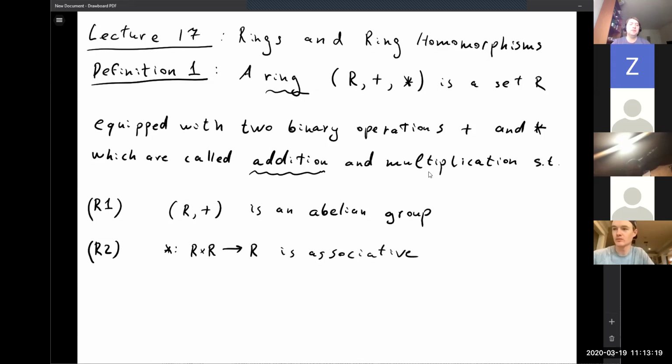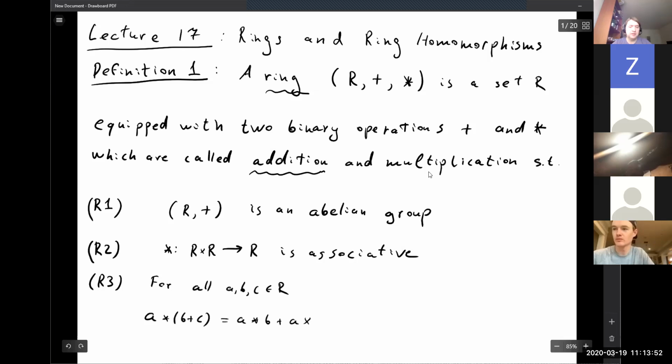And finally, the last property tells us about how these two binary operations interact with each other. So the property R3 says that for all A, B, C in R, the following two conditions hold. So first, if we take A and multiply it by B plus C, that's the same as A multiplied by B plus A multiplied by C. This is called the left distributive law.